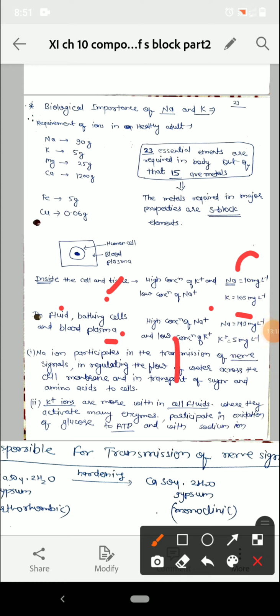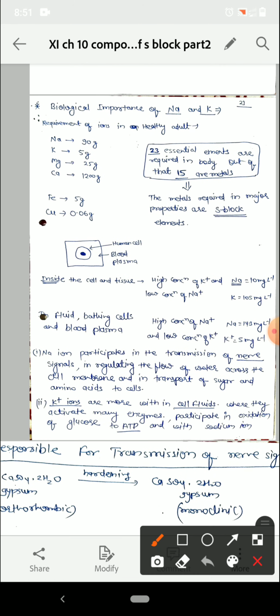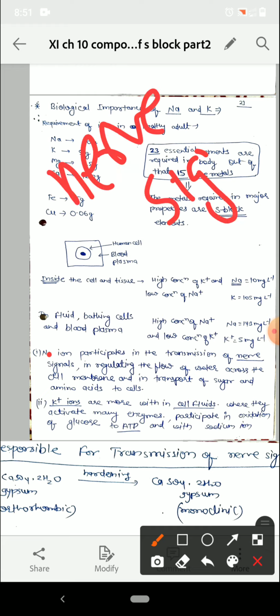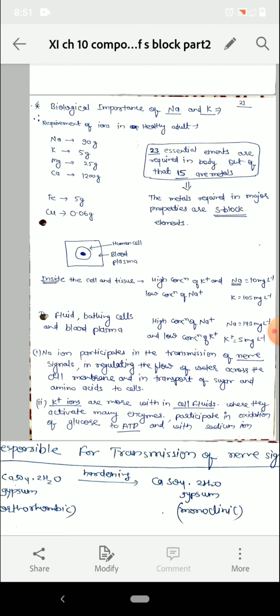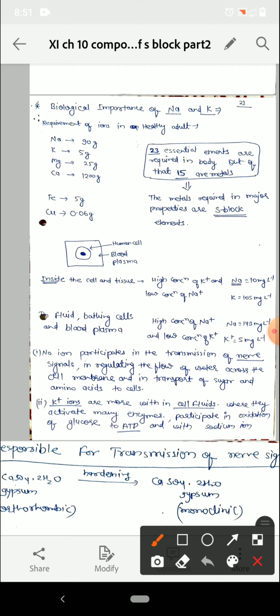So what is the use and what is the function of that? The sodium ion participates in the transmission of nerve signals. It is very important. For transmitting nerve signals, which element is used? That is sodium. Okay, so sodium also regulates the flow of water across the cell membrane and the transport of sugar and amino acids to the cells.